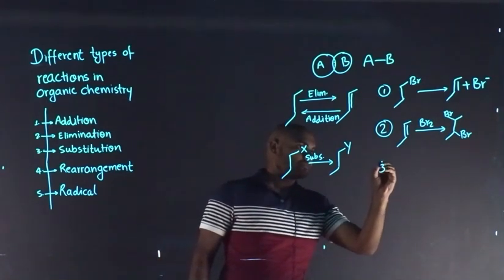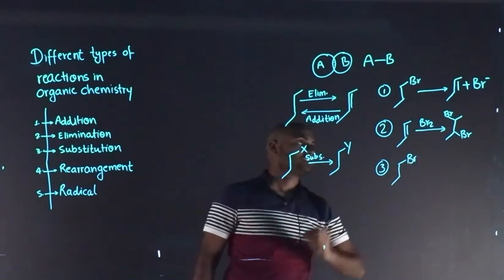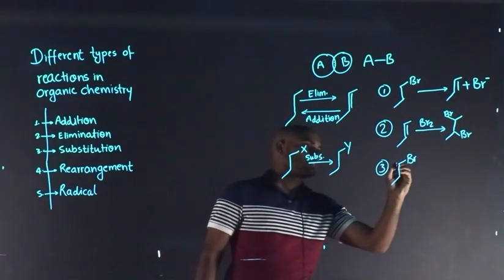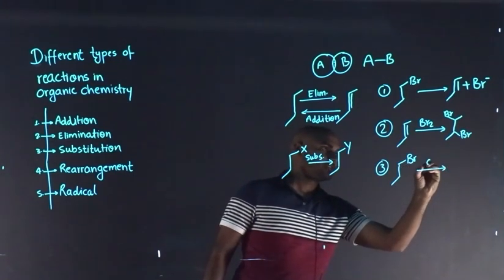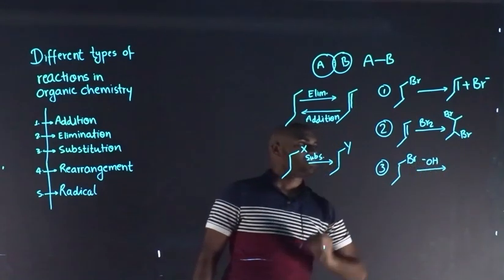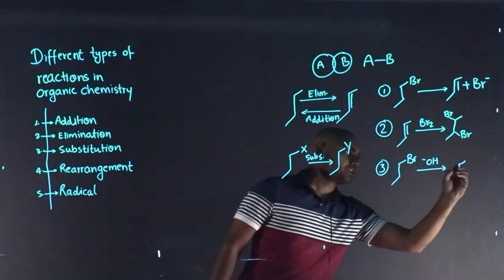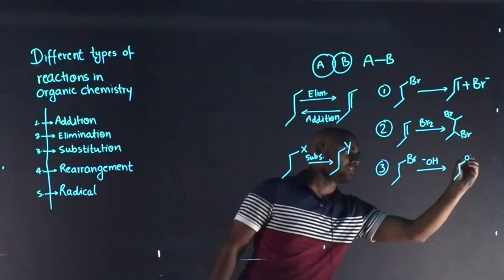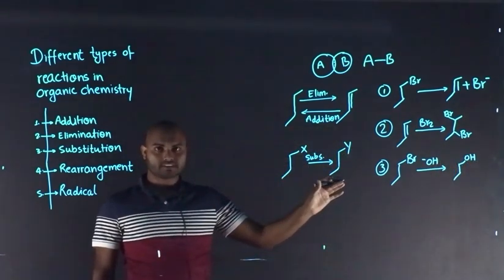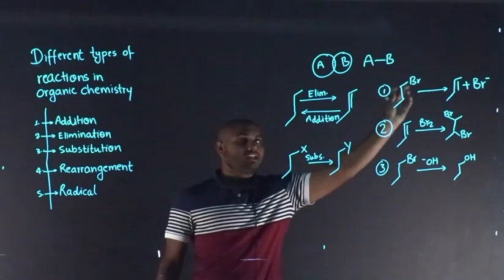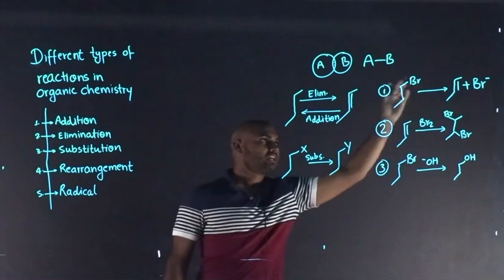In the third type, when we have a bromide attached to the carbon with a sigma bond, and we are adding a nucleophile there, that nucleophile is going to replace bromine and make a sigma bond with the carbon in the molecule. This is a substitution reaction.